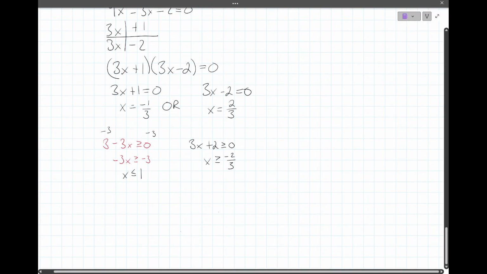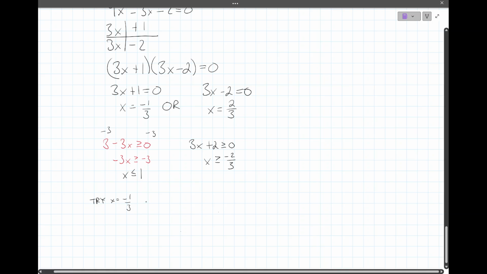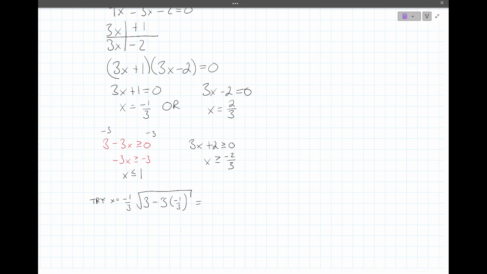So we're going to try x equals negative 1/3. And let's see if that helps. Negative 1/3 is greater than negative 2/3, and it's less than or equal to 1. But still, we might run into something. So we'll get 3 minus 3 times negative 1/3 here. That altogether is going to be positive 1. So this is going to be 3 plus 1, and this will be root 4.